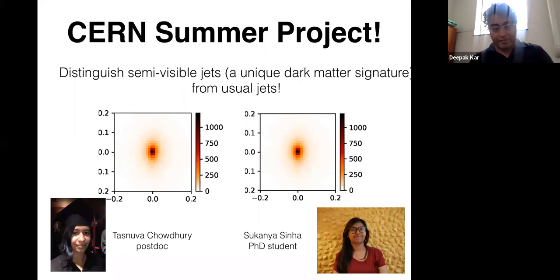Now you can see, the left, I think, is the signal, the right is the background, but they look very, very similar, at least at first glance. But this is the project with undergraduate students we are doing, and we're going to carry it forward.